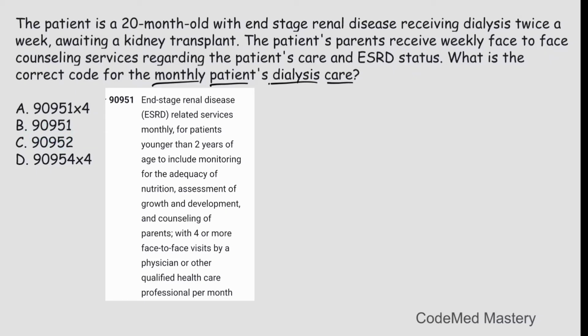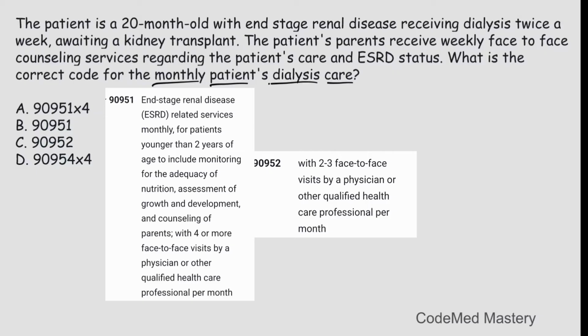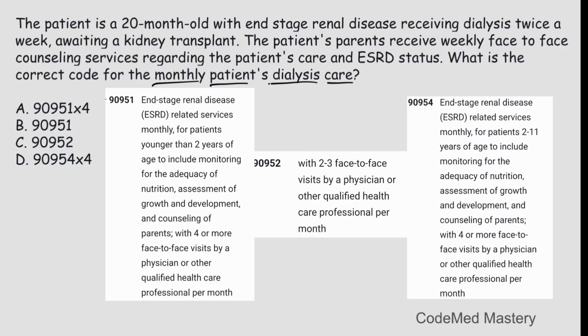Now check the code 90952. 90952 is for end-stage renal disease services monthly younger than 2 years of age with 2 to 3 face-to-face visits. Check option D, 90954, which is for ESRD service monthly for patients 2 to 11 years of age, 4 face-to-face visits. Now let us check what they have mentioned in the question.